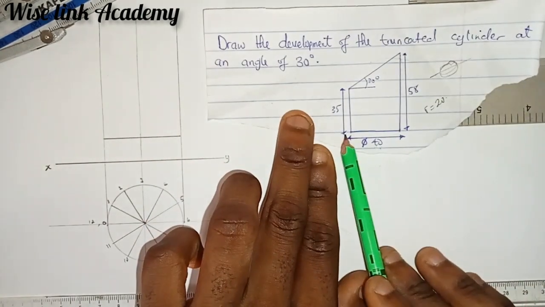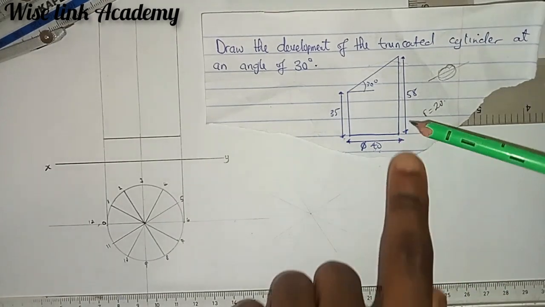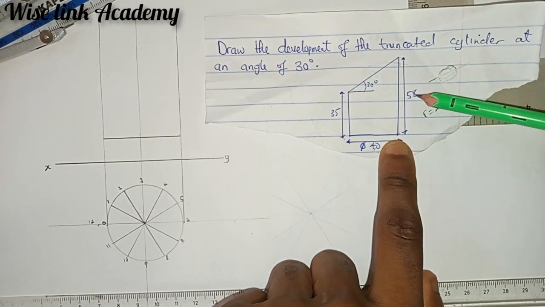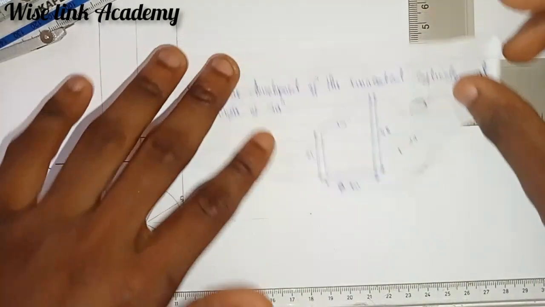So I've drawn this bottom, this one. From here to here, I've drawn it, as you can see. So what do you notice in this question? They said from here to here is 58 millimeter. That's 5.8, isn't it? You take your meter rule.